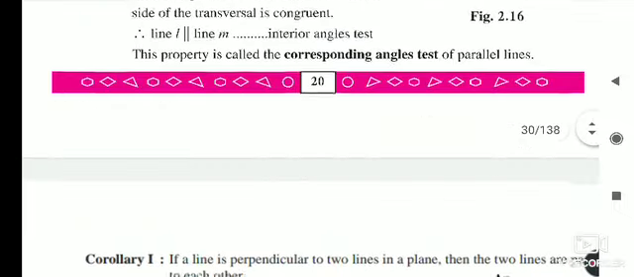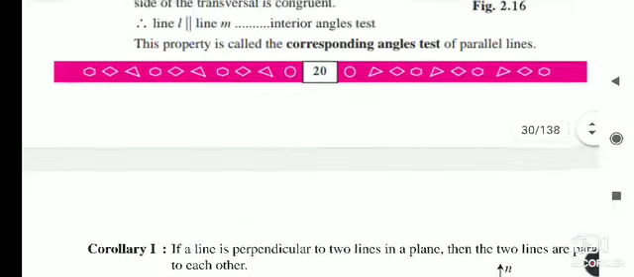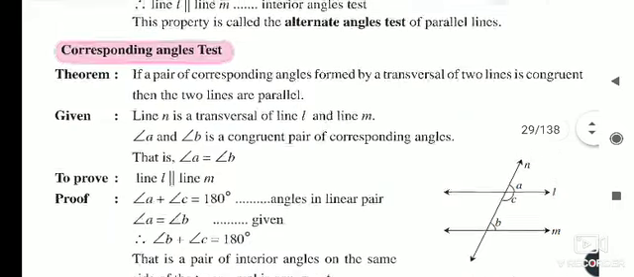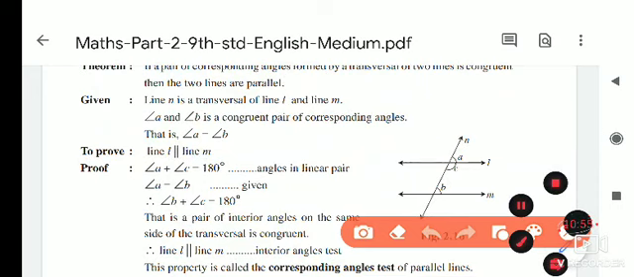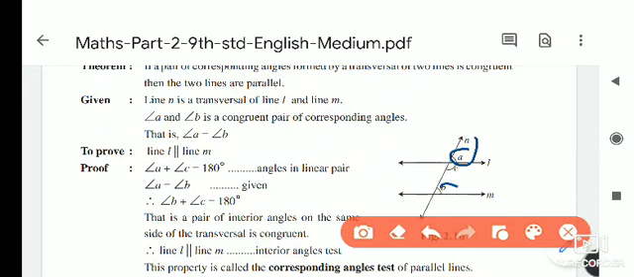Okay, now moving towards the next part, that is the corresponding angles test. Inside it is also the same: if a pair of corresponding angles formed by a transversal of two lines are equal, then the lines are parallel, that we have to prove. Which are the corresponding angles here? A and B, and the transversal is N. So what will come in the given? Lines L and M are the two lines and N is the transversal of them. Angle A is equal to angle B.